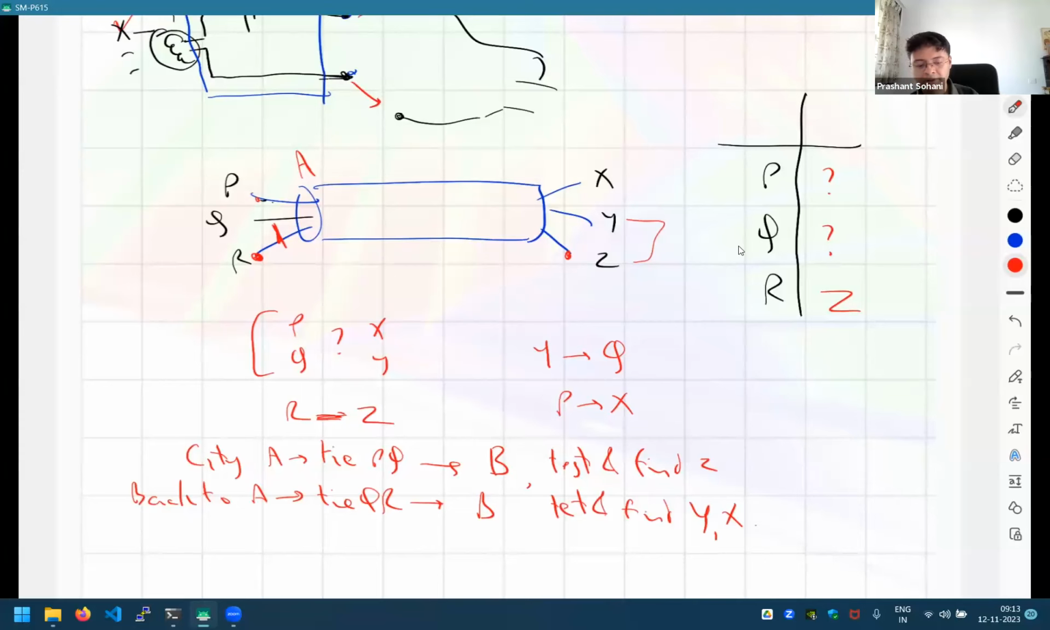So how much expense did you have to bear? We have to go from A to B, then again back to A, and back to B. So total three trips. So you have to spend 300 rupees to travel, right? Can you think of a way to reduce the cost?